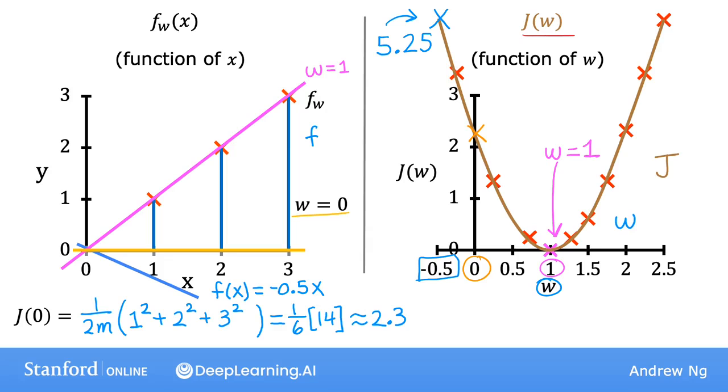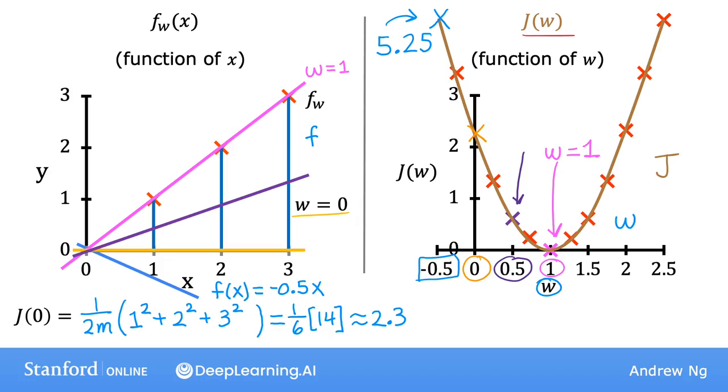Whereas when w equals 0.5, this gives you this line, which has a smaller slope. And this line, in combination with the training set, corresponds to this point on the cost function graph at w equals 0.5. So for each value of w, you wind up with a different line and its corresponding cost j of w. And you can use these points to trace out this plot on the right.